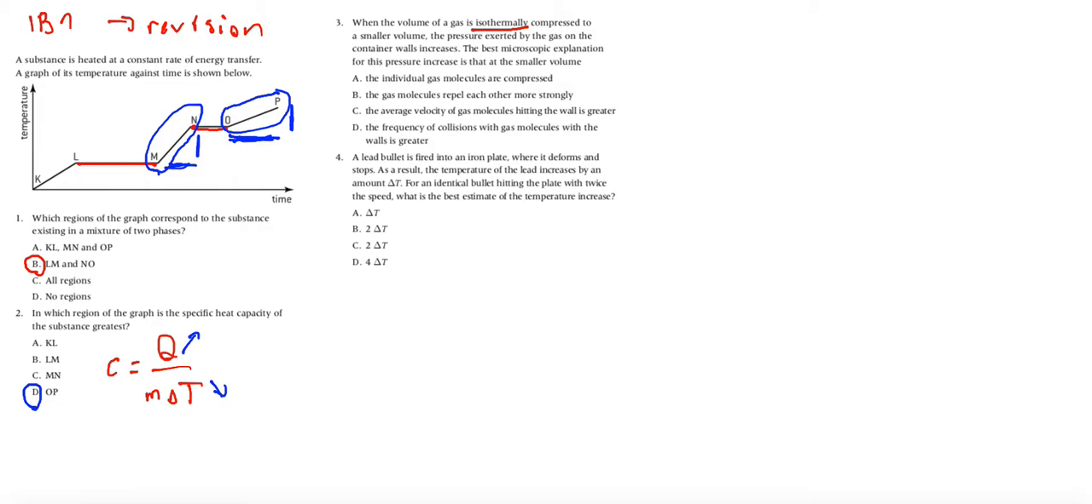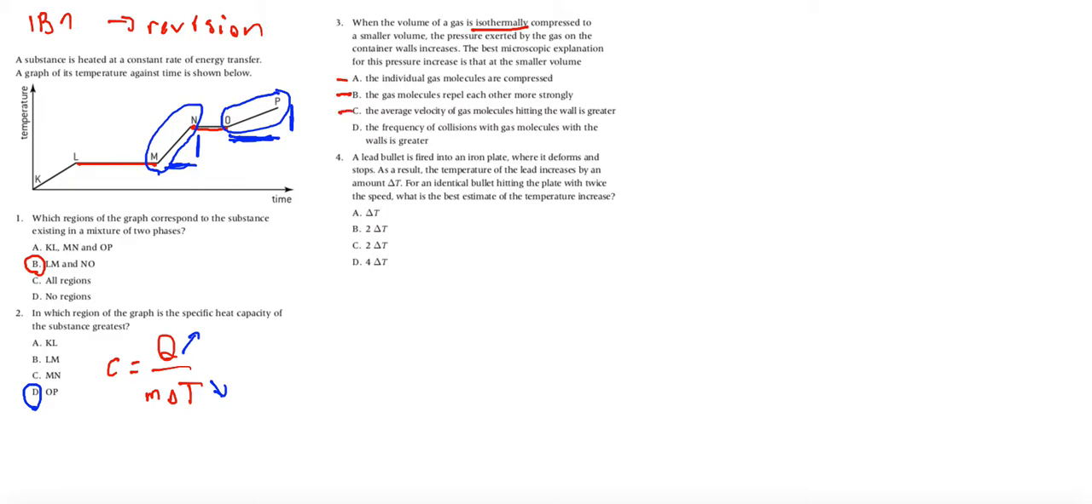Okay, so let's check one by one. A. The individual gas molecules are compressed. Of course, this is not true. Molecules cannot be compressed. The gas can be compressed, but not molecules. B. The gas molecules repel each other more strongly. It's also not true, because this is not the reason for the pressure increase. C. The average velocity of gas molecules hitting the walls is greater. This is not true because temperature is constant, so there must be D.